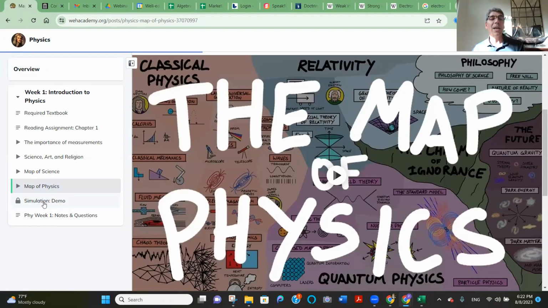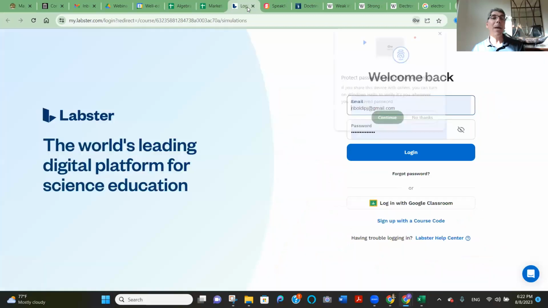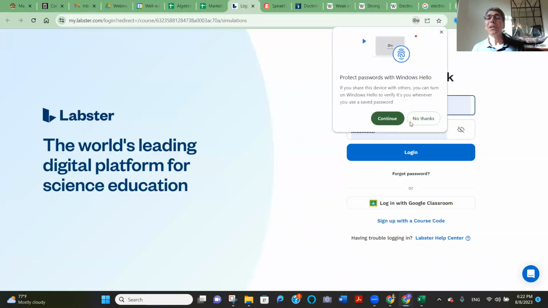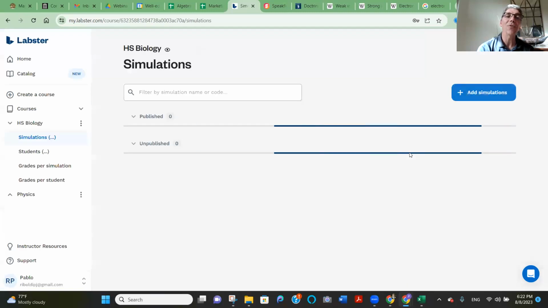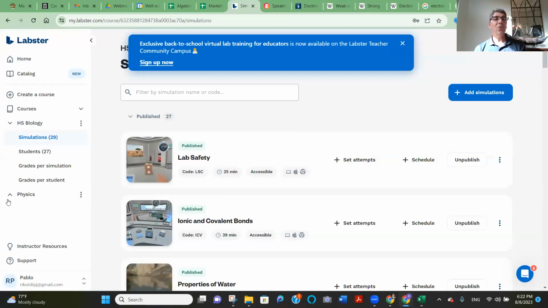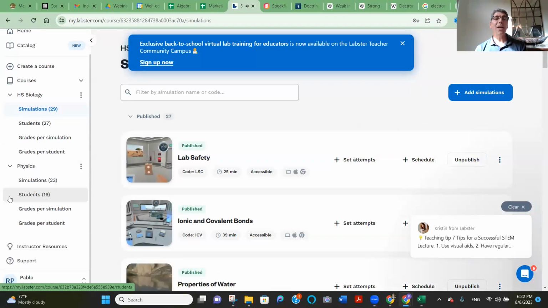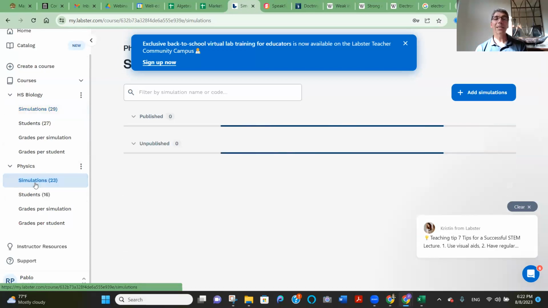And so this page, I don't know why the page is blocked, but all right, let me log into Labster. This is the Labster software that is going to have different simulations for the classes, okay?